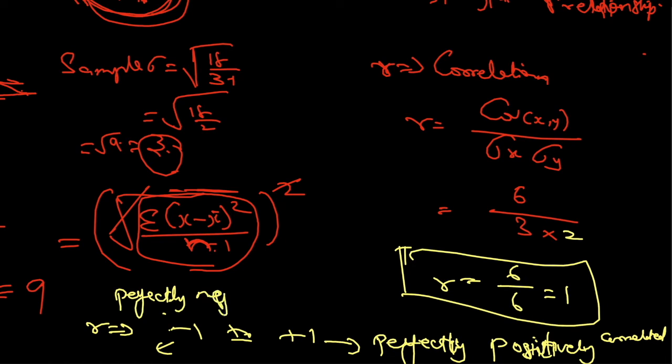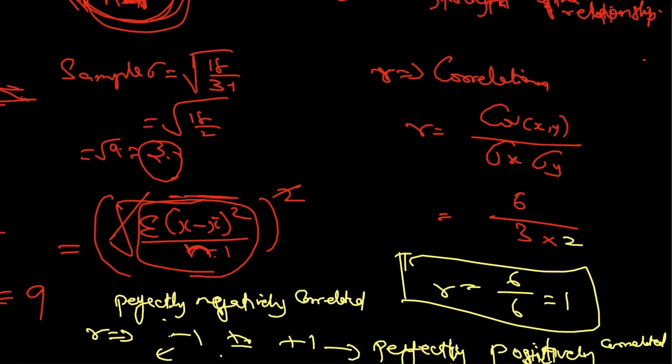Perfectly negatively correlated. So what does that mean? If x is going up, for sure y will come down. Okay, and their relationship can be in between as well. So in between means what? 0.4, 0.5, 0.7. So it can go like this as well. So this is R, correlation.